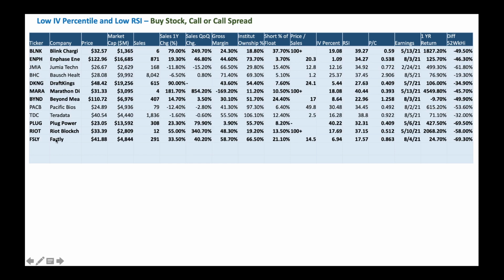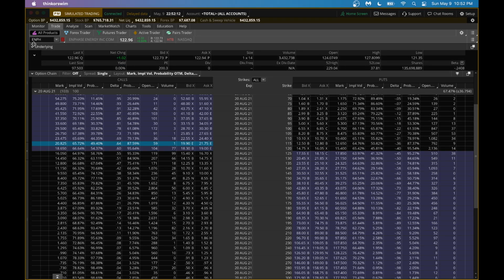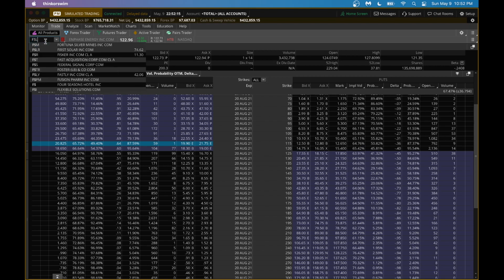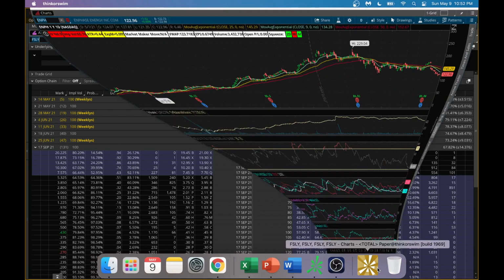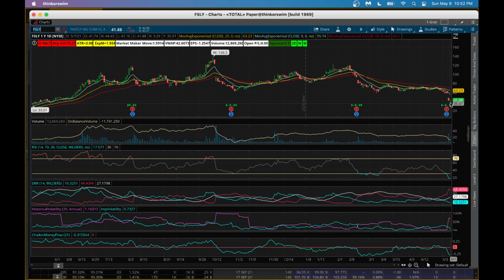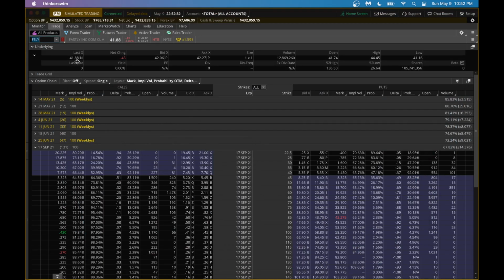I also love Fastly. It's beaten down at this point. I think their guidance was a tad lower. Same strategy. I think I love this stock. You could do this also easily, and the IV percentile is so low at this point, and RSI is also so low. So just to see this here, FSLY, Fastly. As you can see here, it's trying to bounce off right now after the bad guidance debacle. And if you want to buy this, you could go here, a $41 stock.